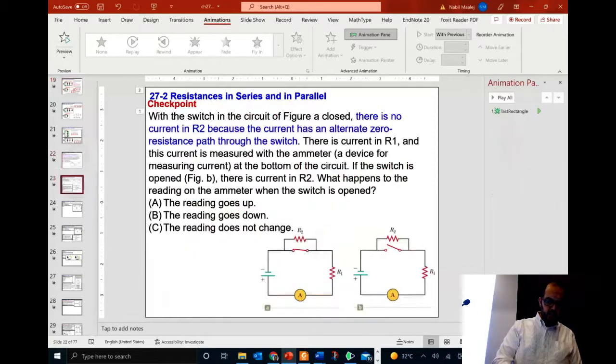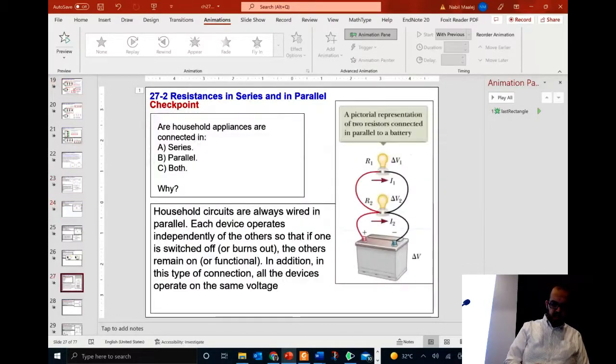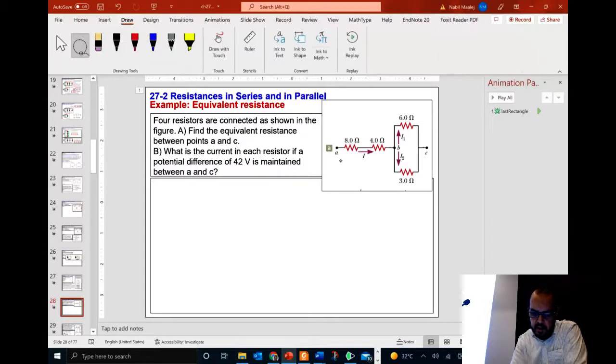Okay, and we started doing some conceptual questions, and let's move to a real question now. Like we did equivalent capacitances, we have to do equivalent resistances. But this is much easier now. Four resistors are connected as shown in the figure. Find the equivalent resistance between A and C. So this is A here, and this is C.